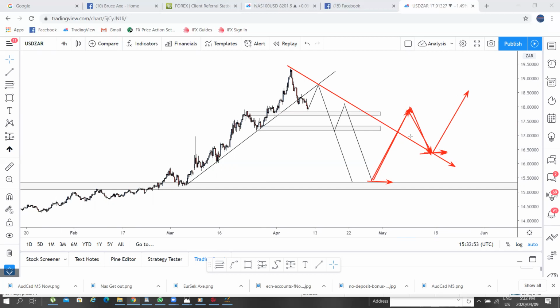Now if we are going in here with the buy, where are we going to get out? We're going to get out here, on the support, the previous resistance that they hit.